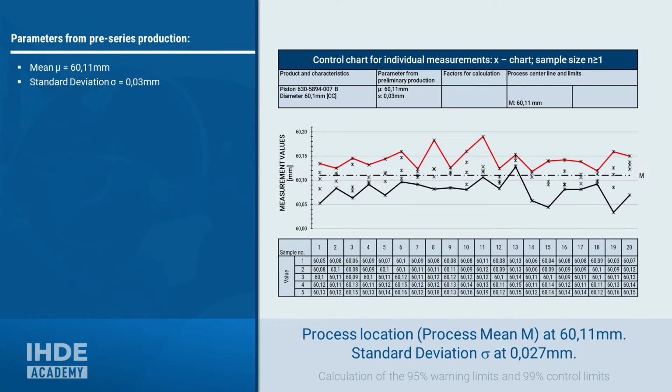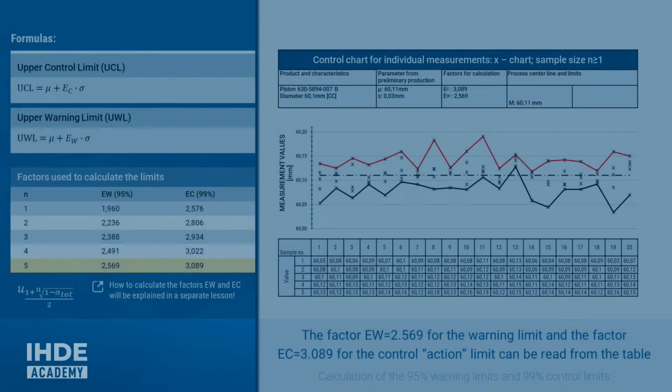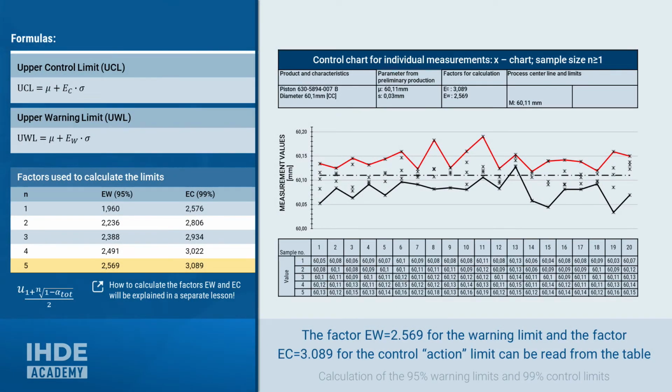A mean value of 60.11 mm and a standard deviation of 0.03 mm were calculated. Both values can be found in the header of the control chart. After the values for the mean and the standard deviations are available, only values for the factors EC and EW are missing. Values for these factors can be found for different sample sizes in corresponding tables. Values for EW and EC for a sample size from 1 to 5 are listed here as examples.